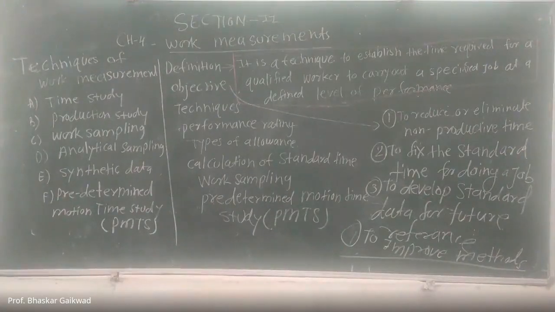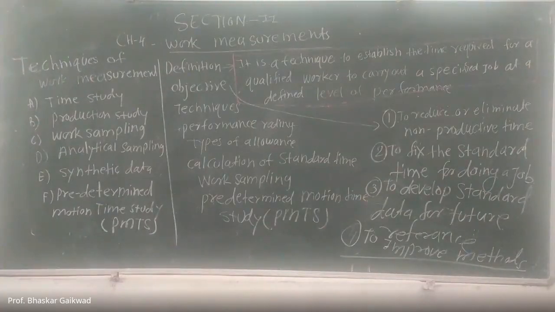Then productions, productivity, and reducing downtimes. For this purpose, we require work measurement. So in the chapters, what things are we going to cover? The definition of work measurement, objectives of work measurement, then techniques, performance rating, types of allowances, calculation of standard time required for a particular job, then work sampling and predetermined motion time study. So this much content we're going to cover in this work measurement chapter.